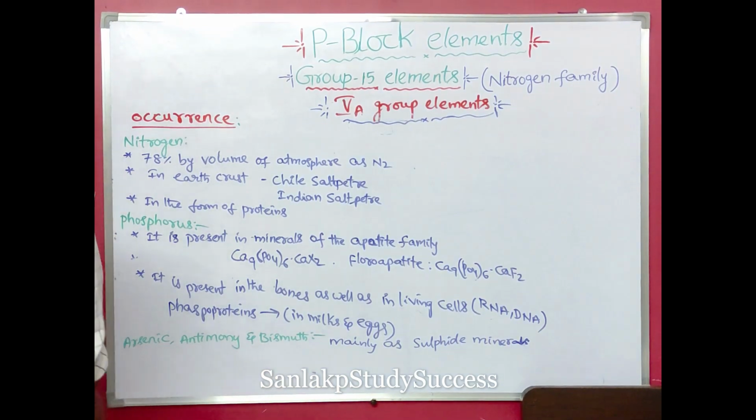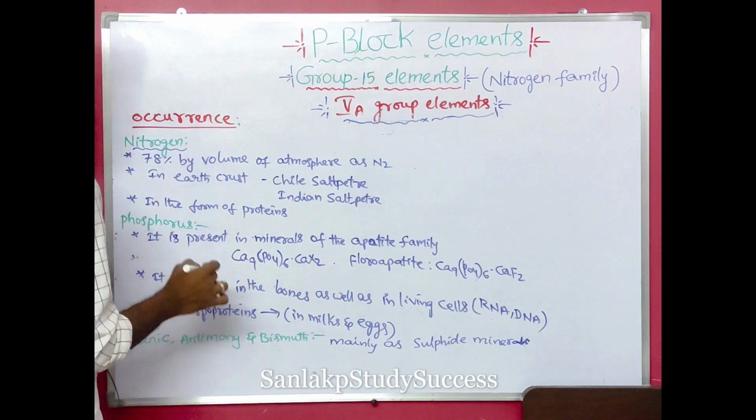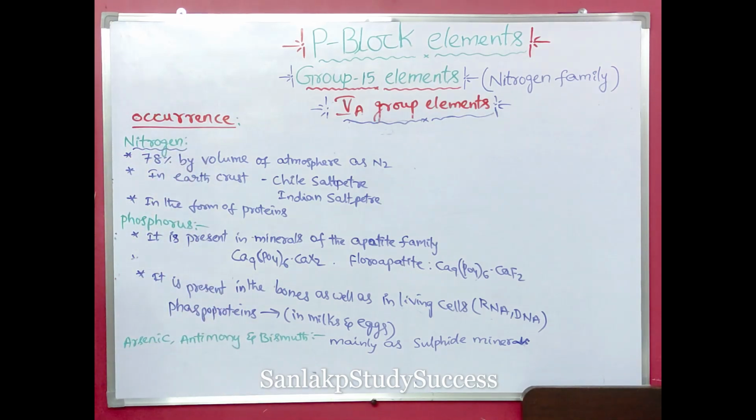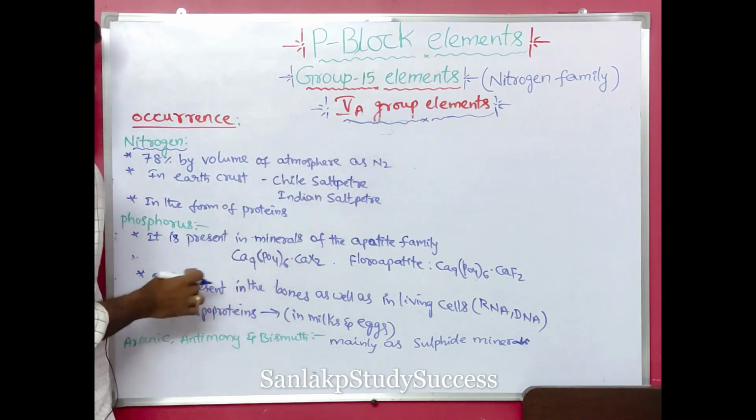Its occurrence. Nitrogen is present in air, about 78% by volume, as N2.